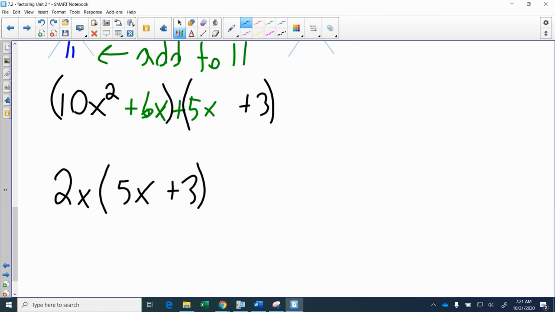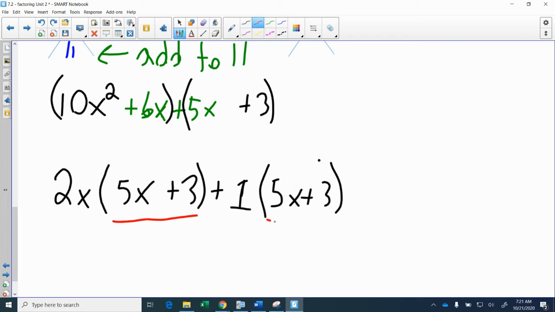Now, same thing over here. 5x plus 3. There is no greatest common factor there. So I'm just going to take out a 1 because I got to take out some number. And this would stay 5x plus 3. Well, we talked about this yesterday. If these two values match, that means we've done it correctly.